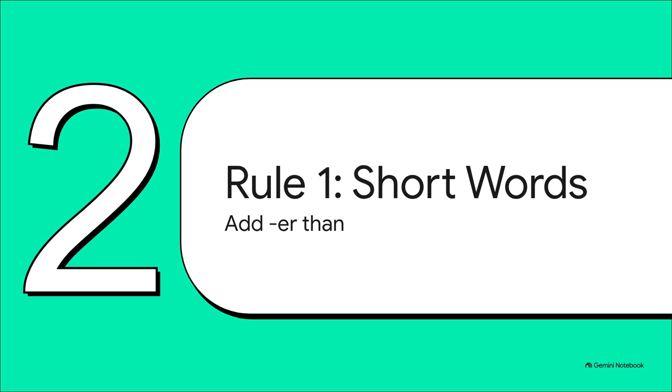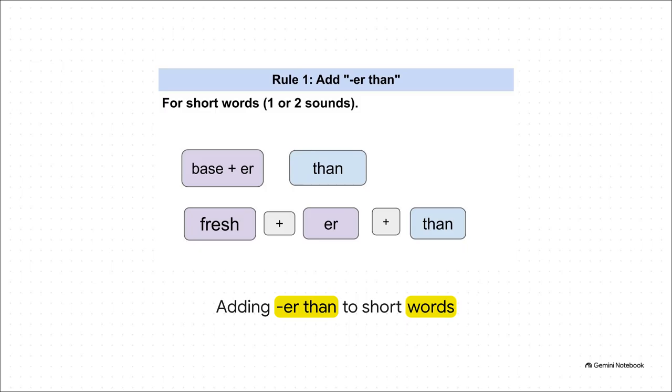Let's look at Section 2. Rule 1. Short words and adding er, than. Okay, let's really dive into this. When we're dealing with a short word, meaning a word that has just one or two sounds or syllables, we use a very specific yet super simple visual formula. You take your base word and you simply add the letters er to the very end of it. Then to complete the comparison, you just drop the word than right after it.